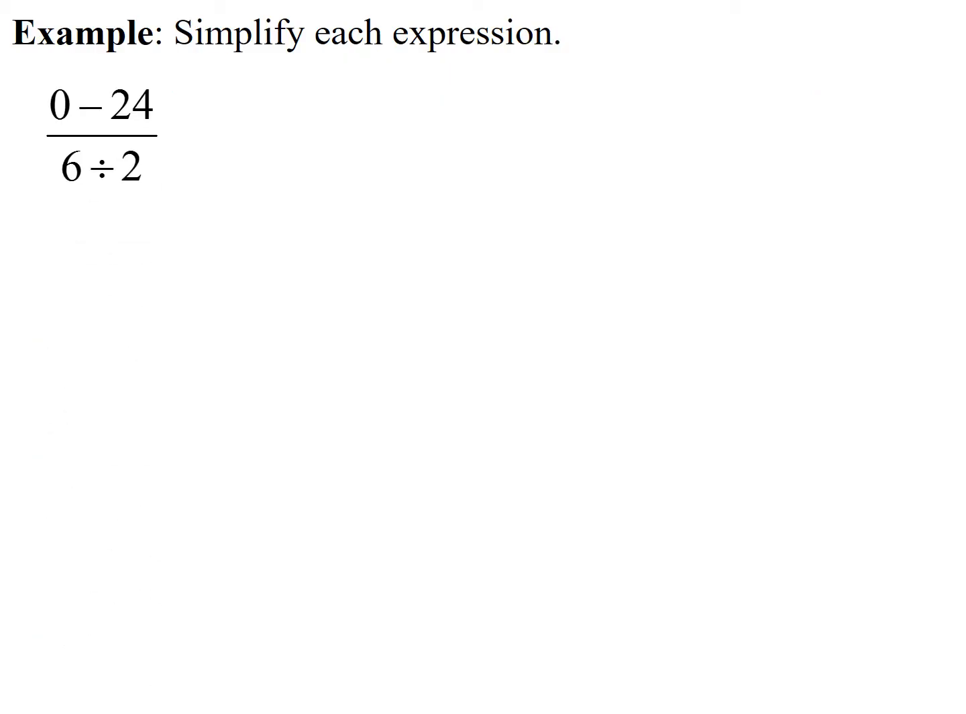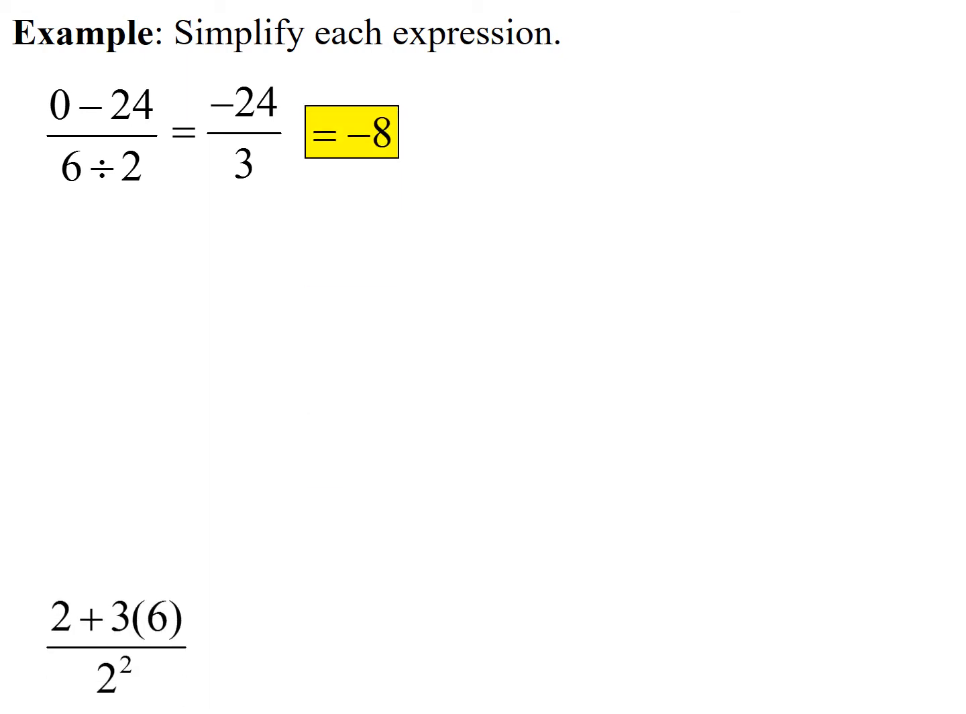First, I have 0 minus 24 over 6 divided by 2. Here we see the fraction bar working as a grouping mechanism. We have the numerator as a group and the denominator as a group. We need to simplify the numerator and denominator before we use the fraction bar as division. So for my numerator, 0 minus 24 is equal to negative 24. The denominator, 6 divided by 2, is 3. So I get negative 24 over 3. Now, since both numerator and denominator are simplified, I can now use that fraction bar as division. Negative 24 divided by 3 is negative 8.